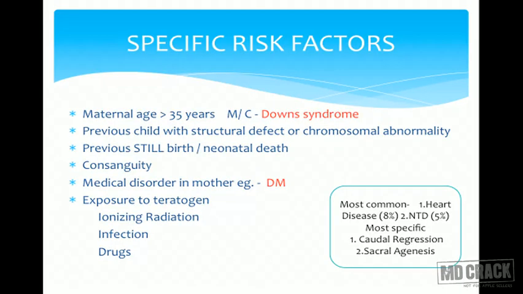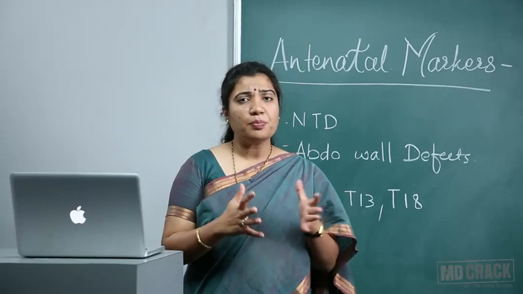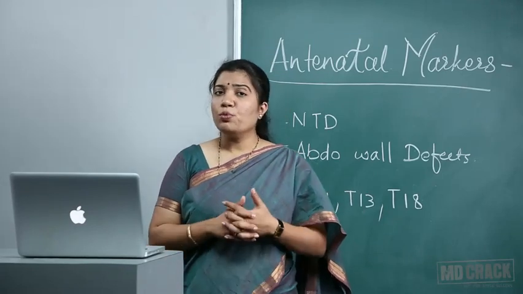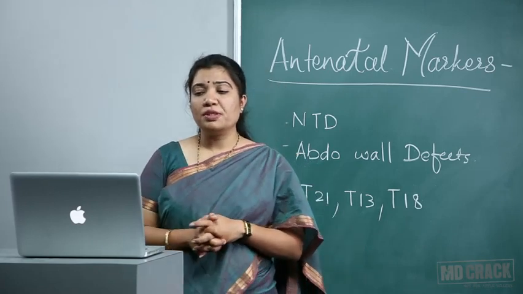A previous child with any structural defect or chromosomal abnormality again puts the couple or the mother at higher risk of having the same abnormality or a different kind of abnormality again. Previous unexplained stillbirth or neonatal death, she is again at risk. Consanguinity. If the marriage is consanguineous, they have more chances of having chromosomal abnormalities.